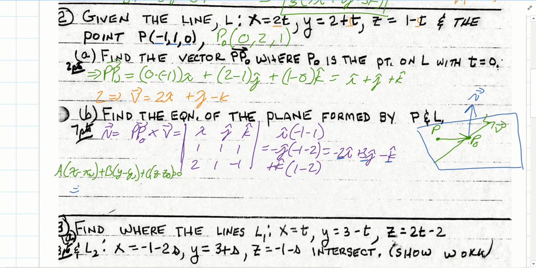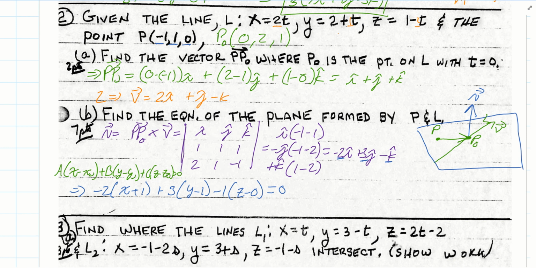So this will come down to being negative 2 times x minus negative 1, so it'll be x plus 1, plus 3 times y minus 1. Actually not plus, be minus 1 times z minus z naught, which is 0, equals 0. And the form that they want you to give this in is x, y, and z terms on the left side and all constants on the right side.